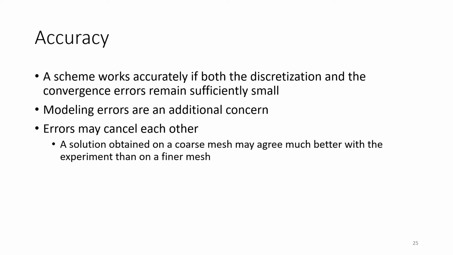Modeling errors are another category of mistakes. Here I have the discretization and convergence errors, which define the accuracy of my numerical work. It might be that errors can cancel each other out. If I have a coarse mesh, this might be better than a finer mesh for whatever reason.